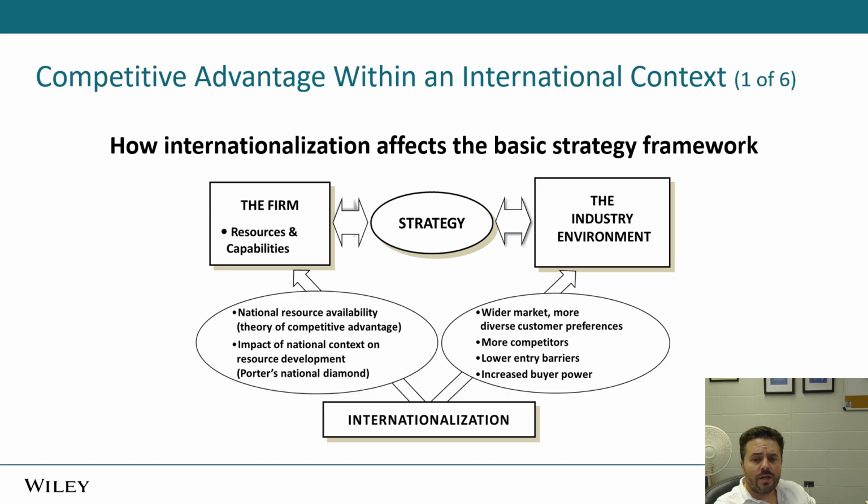When we add internationalization to that, well, now we're just doing this in more places, with possibly different contexts for each of the industry environments. We have multiple industry environments now, where the industry environment we have changes to have more competitors, increased buyer power, etc.